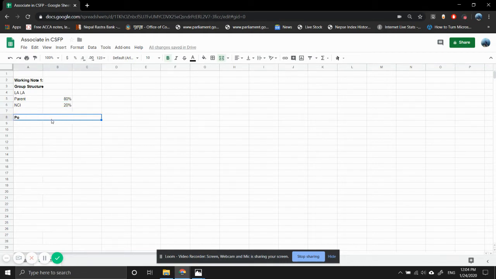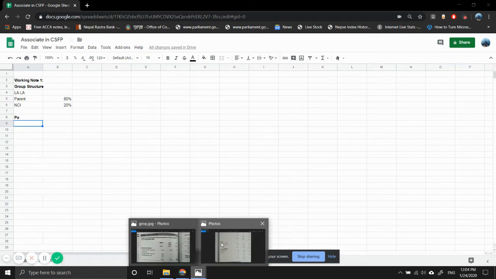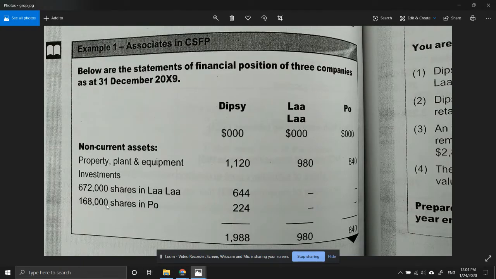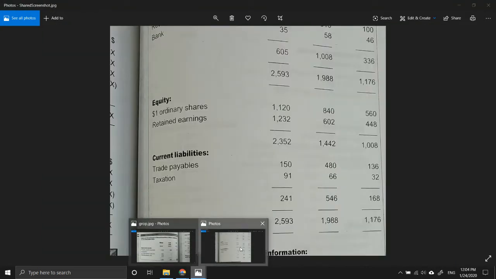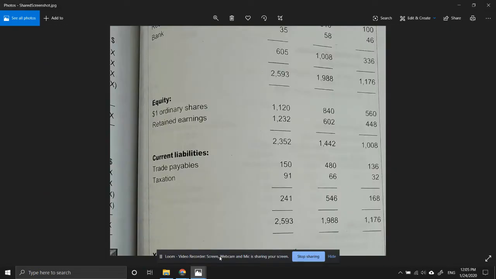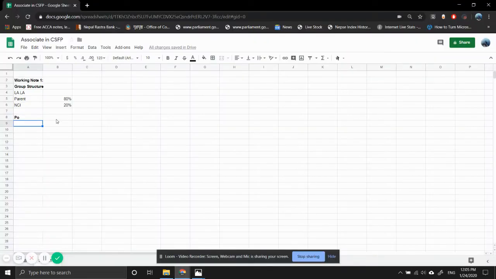And then in case of Po, what we need to remember is that Po's holding percentage would be 168,000 shares, right? Yes, that's what it is. 168,000 out of how much? Out of 560. So 168 out of 560. That is 30%, right? That's the holding percentage, okay?